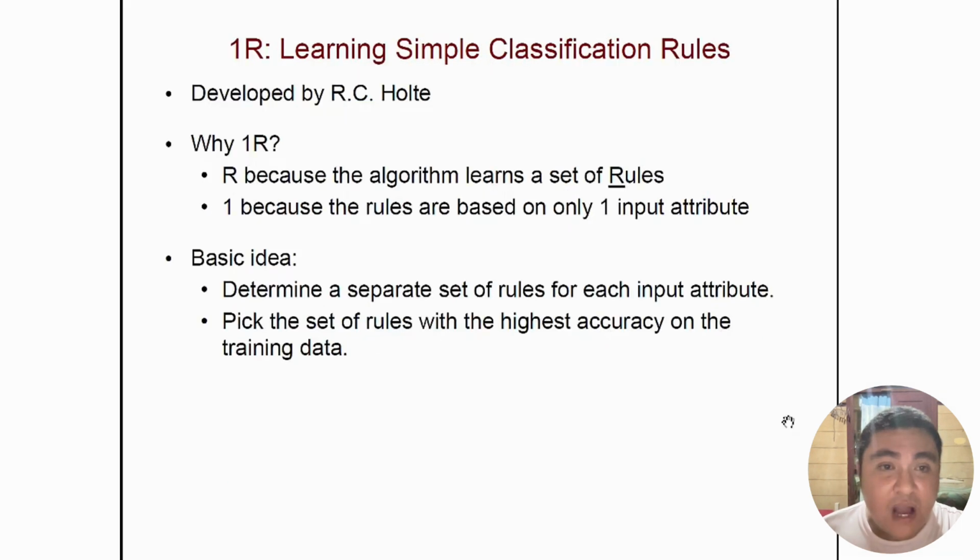Our algorithm creates a model based on the algorithm developed by R.H. Holt. His algorithm states that when you say 1R, it means one rule. R, because the algorithm learns a set of rules. The 1, because the rules are based only on one input variable.